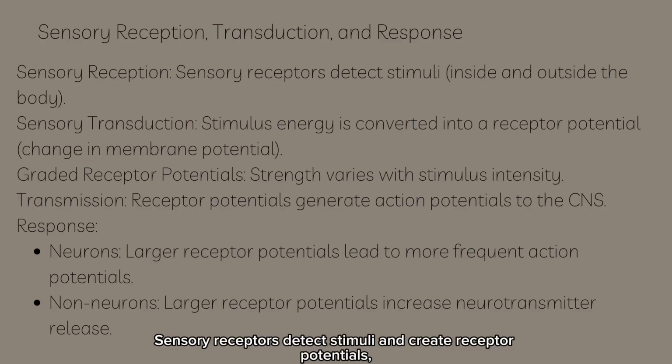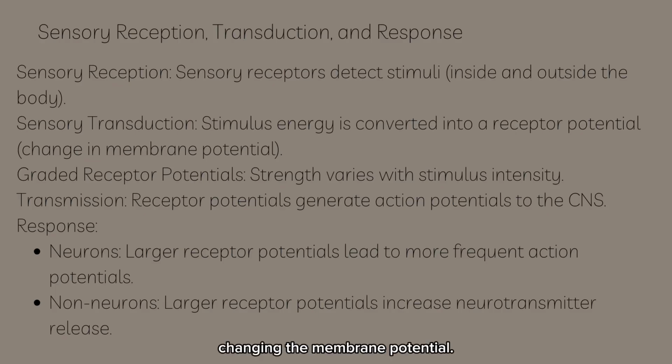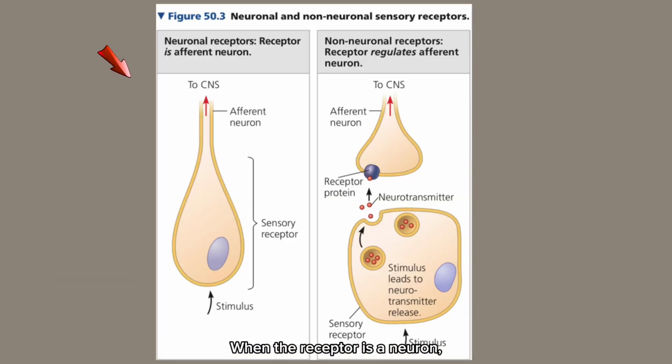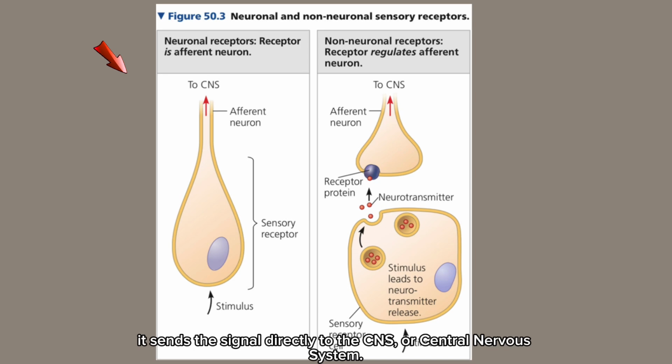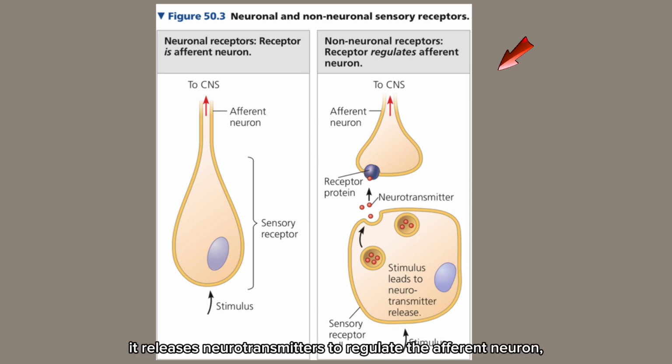Sensory receptors detect stimuli and create receptor potentials, changing the membrane potential. Stronger stimuli cause stronger potentials, leading to more frequent action potentials in neurons or more neurotransmitter release in non-neural receptors. When the receptor is a neuron, it sends the signal directly to the CNS, or central nervous system. If it's a cell, it releases neurotransmitters to regulate the afferent neuron, which then sends the signal to the CNS.